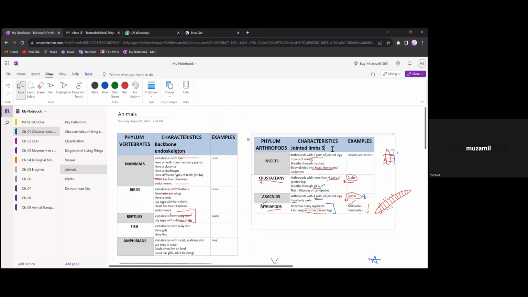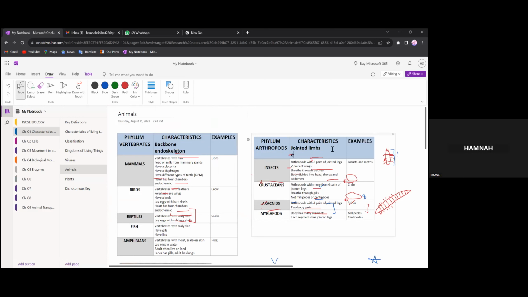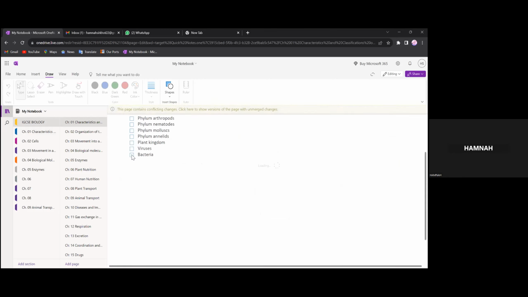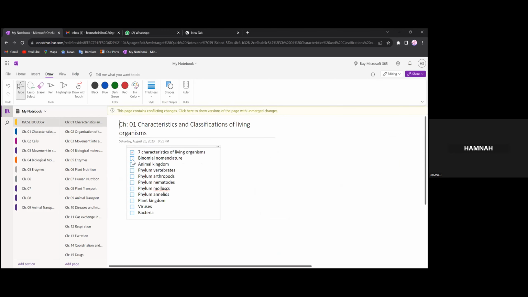And arthropods have jointed limbs and they have exoskeleton. These are the two characteristics of all of the arthropods. And then there are specific characteristics of insects, and arthropods are divided into insects, crustaceans, arachnids, and myriapods, right? These four, and phylum vertebrates are in these five. Okay, coming back to tick off our studied topics: seven characteristics, binomial nomenclature, animal kingdom, then phylum vertebrates and phylum arthropods. I didn't include all of these other phyla.